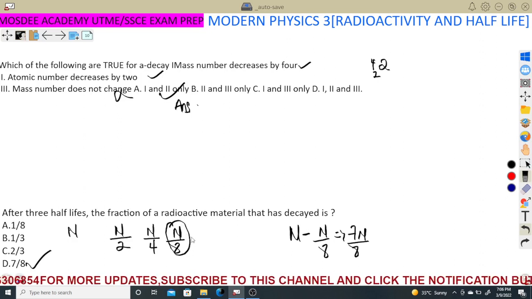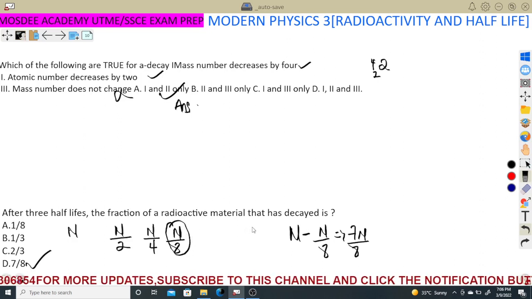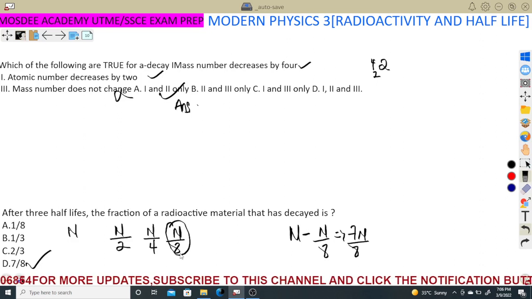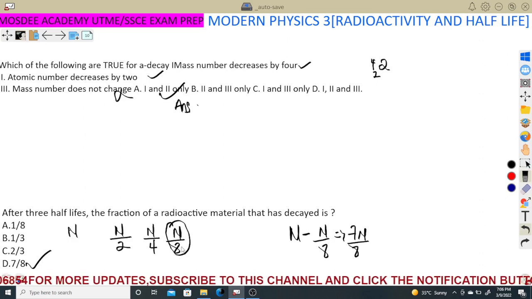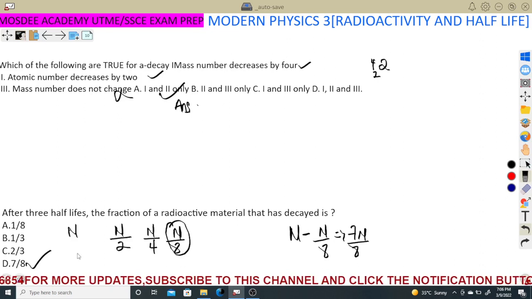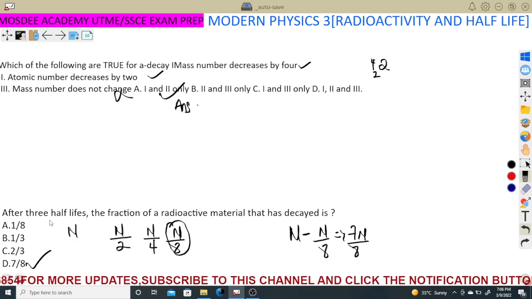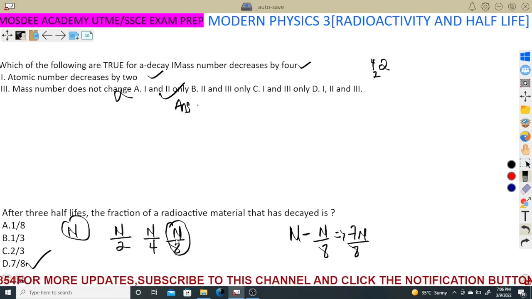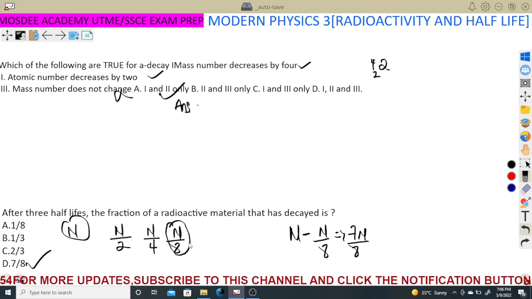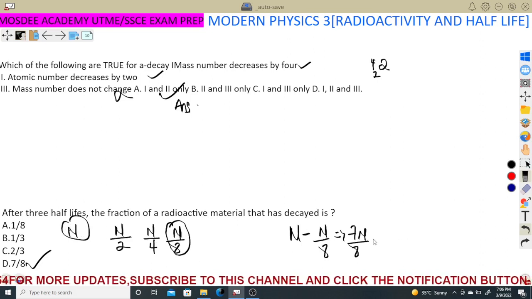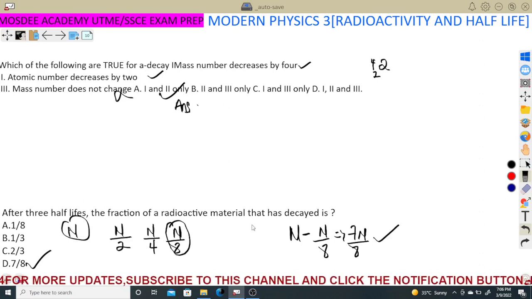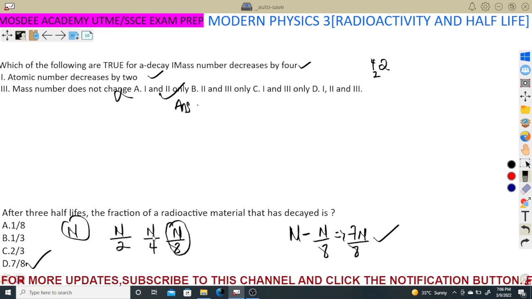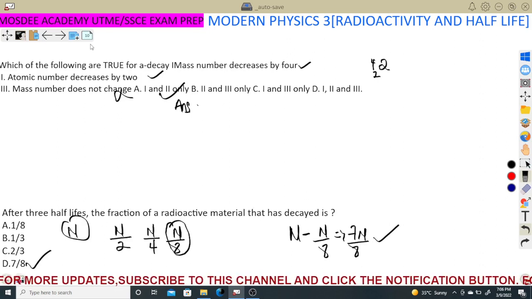So they are asking you for the amount that has decayed. This is the amount that is left. n over 8 of the element is left. So we are looking for the amount that has decayed. That is 7n over 8. The initial amount was n, minus the amount that is remaining, gives you the amount that has decayed. So that's that about that. Be careful about all those subtraction things. And I think that is all for now.